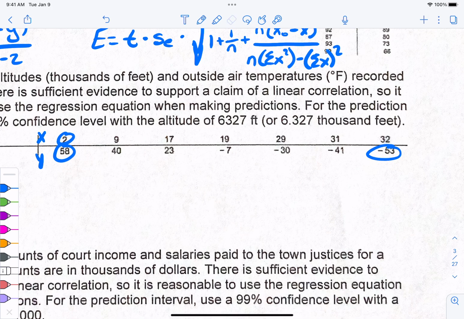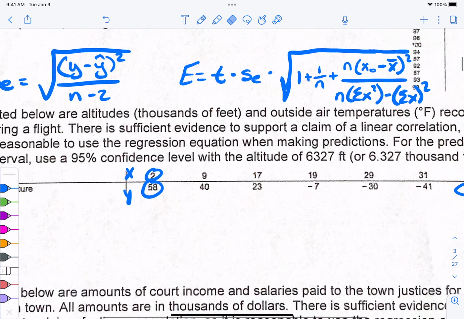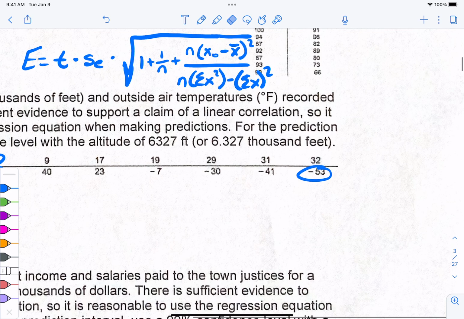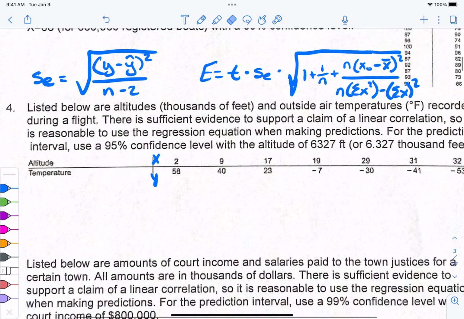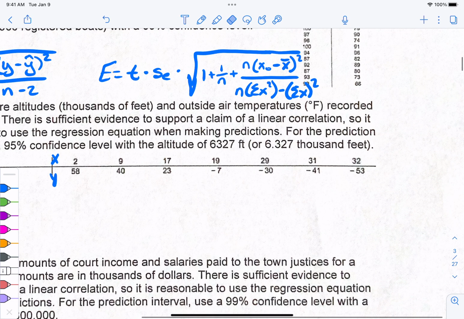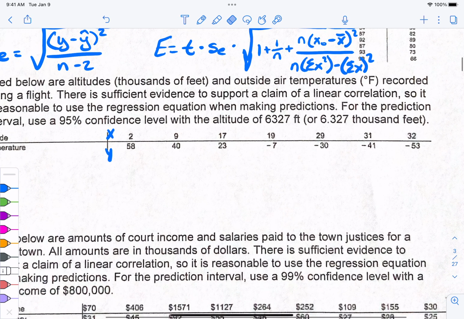True. You're right. I'm pretty sure altitude is in thousands of feet. So 32,000 feet would be like 6 miles in the air from sea level. So that's how that works. The temperature is going down, etc. And we're doing a flight. That's 6 miles in the air. That's pretty high.